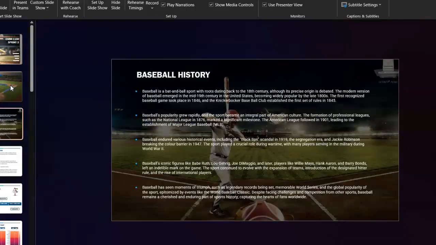Moving forward towards the introduction of the baseball history, baseball is a bat and ball sport with roots dating back to the 18th century, and it gained its popularity very rapidly and became an integral part of the American culture. The formation of the professional league, such as the National League in 1876, marked a significant milestone, which is very interesting.